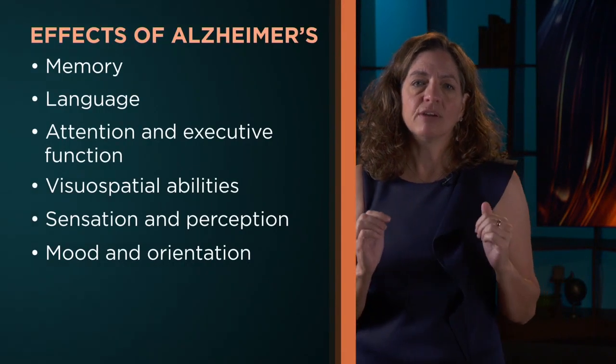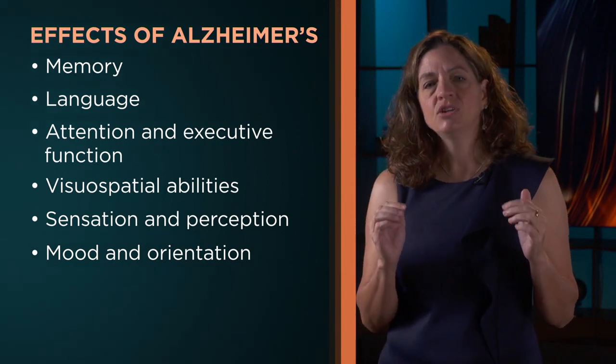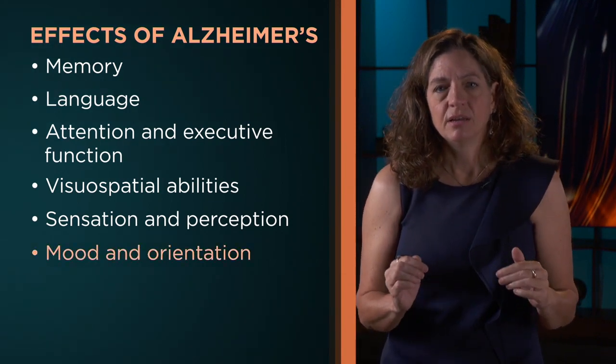The last category of Alzheimer's symptoms is related to mood and orientation. Patients with Alzheimer's disease may feel confused, anxious, depressed, suspicious, or even fearful. They're more likely to get upset easily when they're not in familiar surroundings, not knowing where they are or how they got there. They may also start to withdraw from work or social activities.